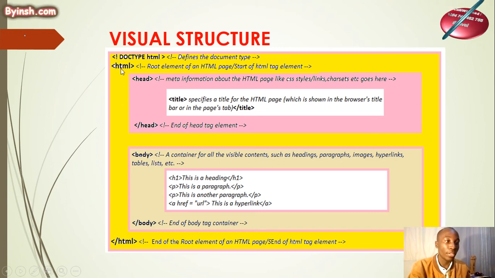The last one inside the HTML tag is body. We have started here and ended here. Body is just a container tag that stores all the visible contents in the browser. I will show you the area of visible content in the browser. Tags like headings, paragraphs, images, hyperlinks, tables, lists, etc. will go there. We shall explain those tags one by one because there are hundreds of them. I'll just explain some of them and you will be required to research more.